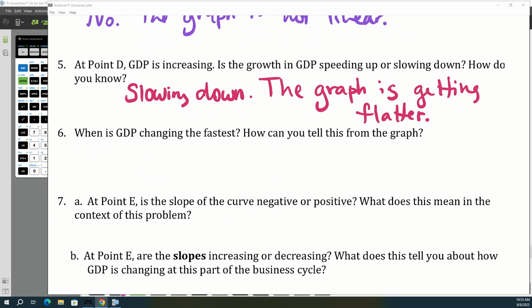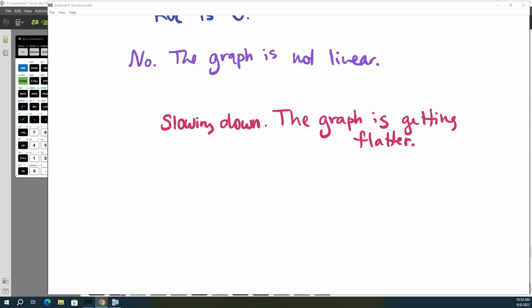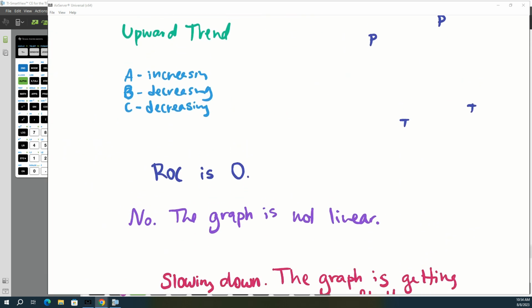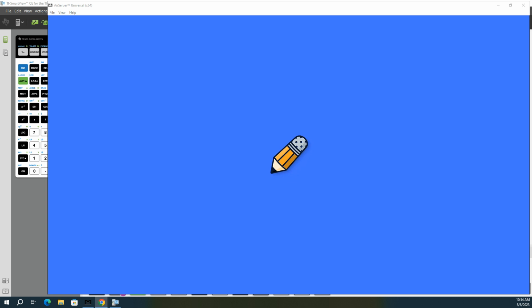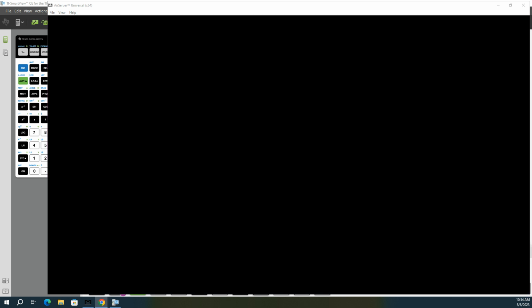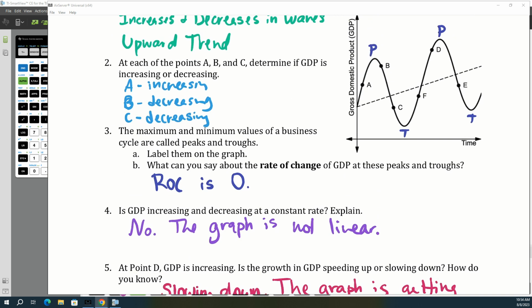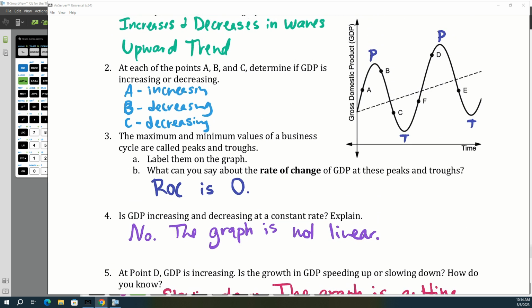All right, so for number 6, when is GDP changing the fastest? I'm not sure why that happens, but it's kind of annoying. There we go. All right, so look at the graph. It is not at an A, B, C, D, E, or F. But there is something there where it's growing the fastest, where the slopes are the steepest. What's there?